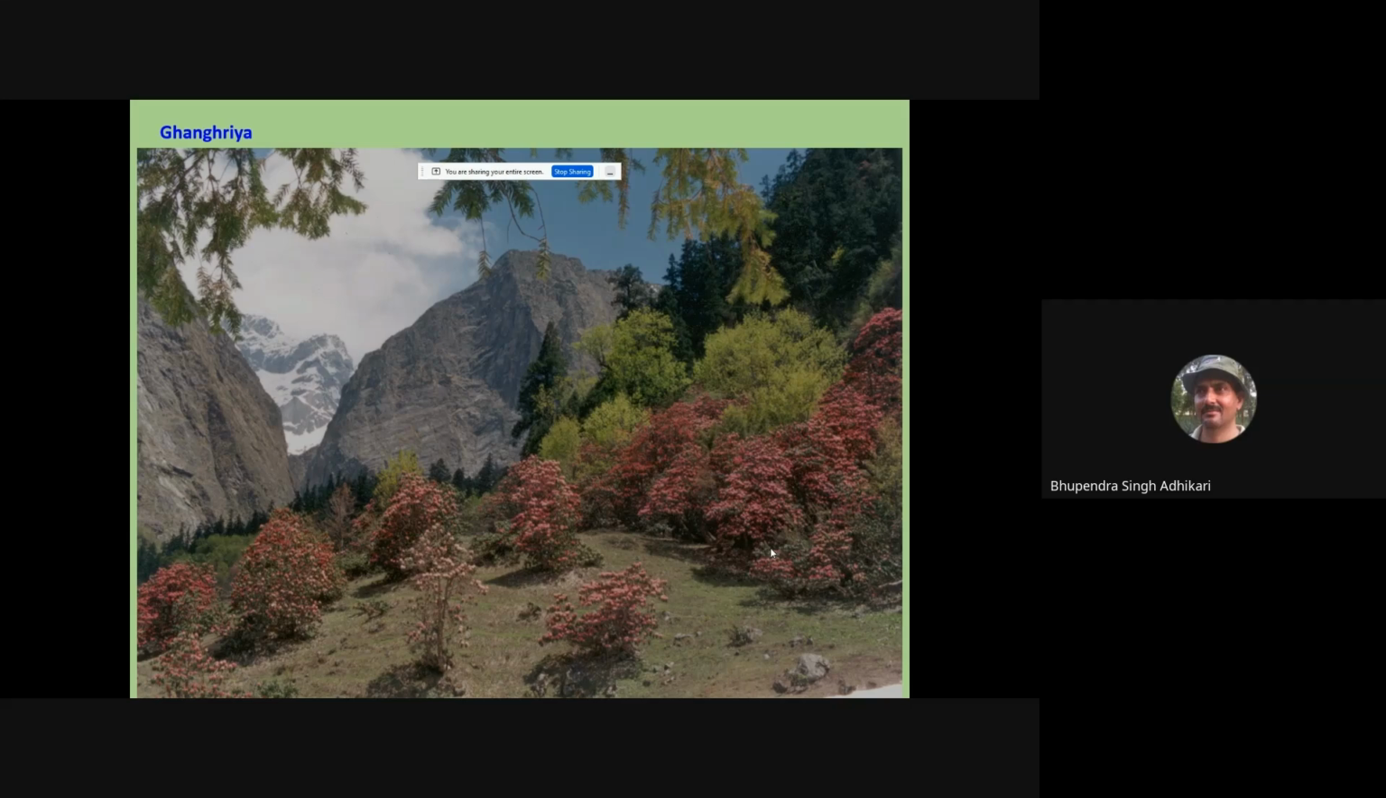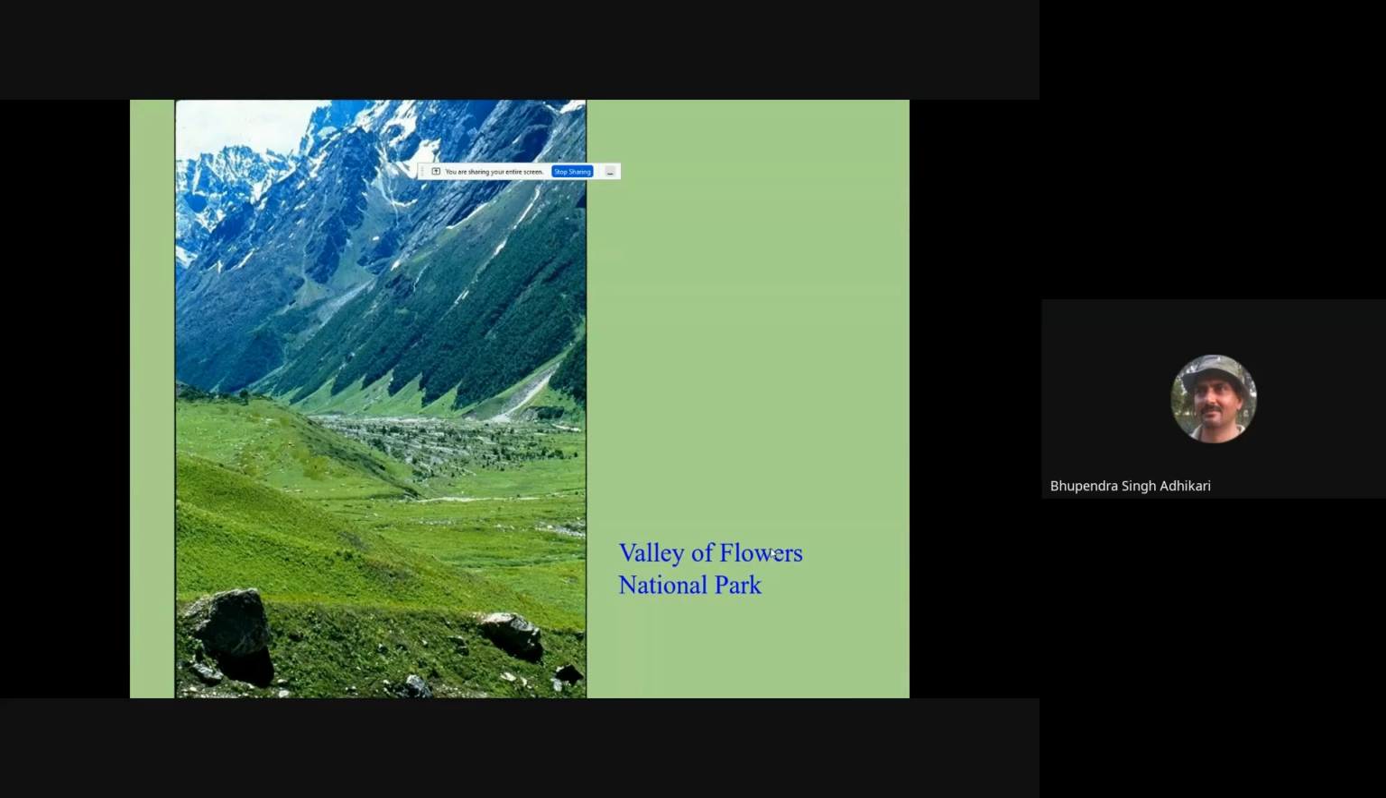So this is inside the Valley of Flowers, just about a kilometer before the gate of the Valley of Flowers. Next. So here you can see the Valley of Flowers, which is basically an 87.5 square kilometer area. It harbors almost 532 species of plants, of which 503 species are angiosperms and the others are gymnosperms and pteridophytes.